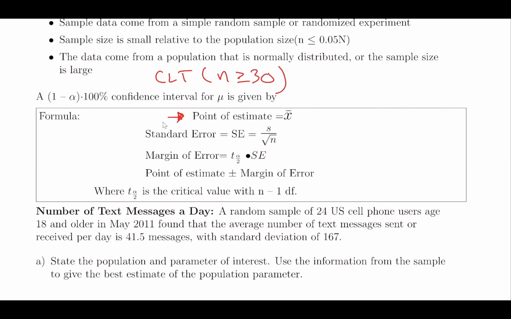Up next, we're going to standard error. For standard error, the symbol I put is SE. Standard error is equal to the sample standard deviation divided by the square root of n. So anytime you want to find standard error, you get S divided by square root of n. Once you get the standard error, you want to get the margin of error. To get the margin of error, you take t alpha divided by 2 and multiply that by the standard error. That will give us the margin of error.